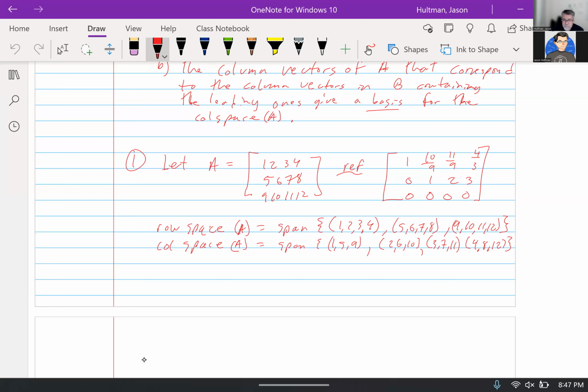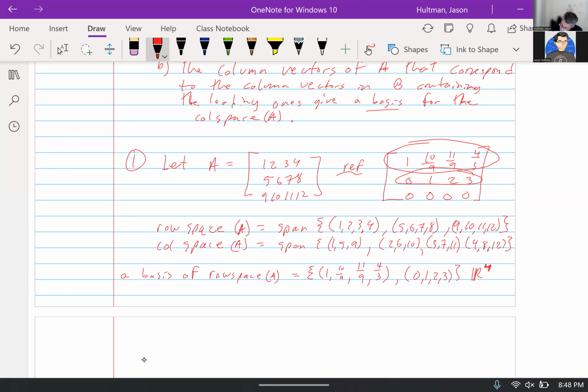So a basis of the row space of A is equal to these row vectors: 1, 10 ninths, 11 ninths, and 4 thirds, and then 0, 1, 2, 3. And that's in R4.